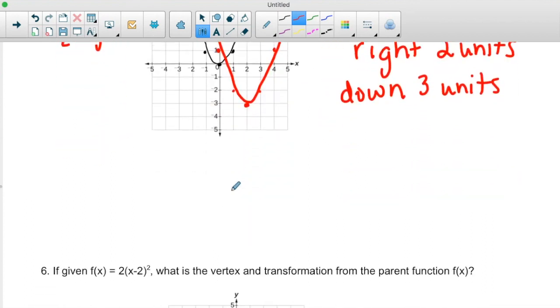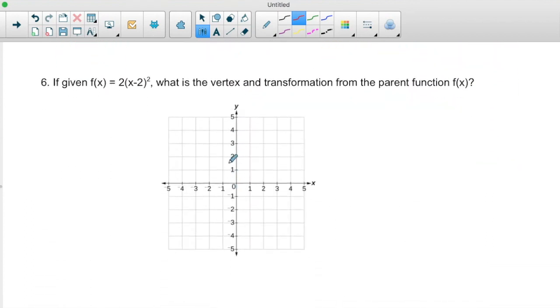Let's look at another example. Okay, so here I want to go ahead and draw my parent function. So here's my point here, then 1 and 1, and 2 and 4. And I'm going to draw my parabola for my parent function. Oh my goodness. It's not the best, I'm sorry. Now let's find out what happened.